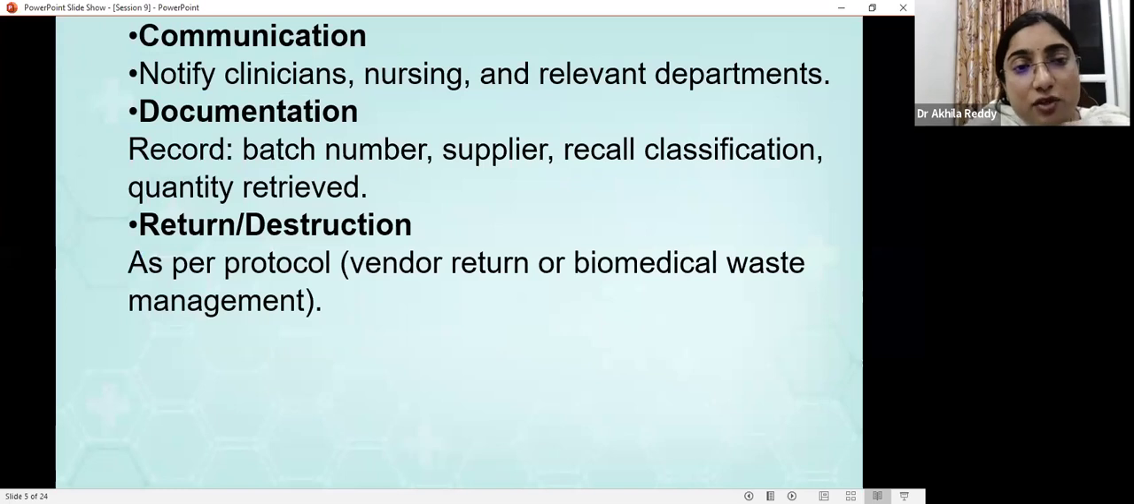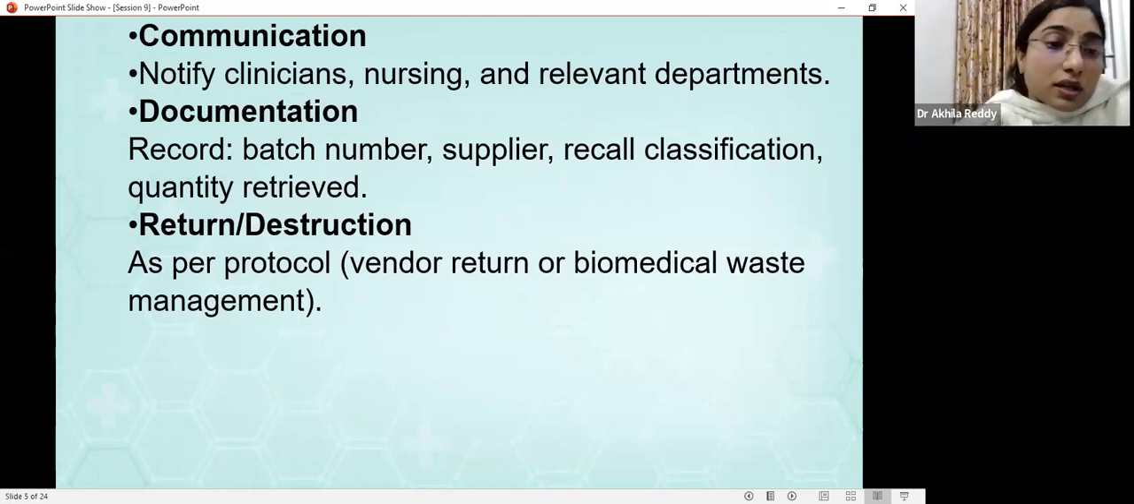Then what we are going to do is communicate: notify clinicians, nursing, and the relevant departments. Whenever there is a drug recall, we should immediately inform clinicians, that is doctors, nursing, and the relevant departments. Who are the relevant departments? If it is adrenaline, OT is a relevant department. Nursing and respiratory therapists are relevant departments. The departments involved in using those medications should be communicated by pharmacy, and we have to inform the clinicians as well, so that whenever they receive that batch, they will be alert before administering to the patient.